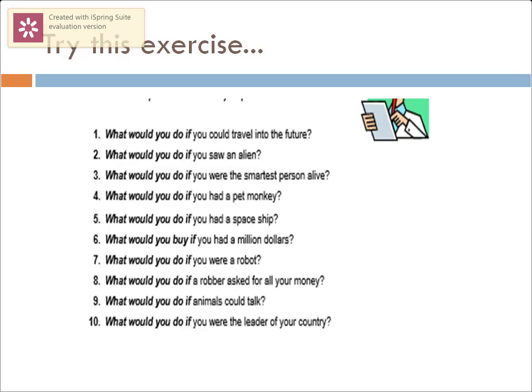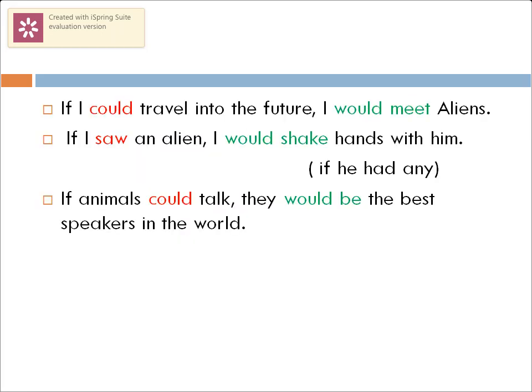Now try this exercise. These are all in second conditional terms. What would you do if you could travel into the future? What would you do if you saw an alien? What would you do if you were the smartest person alive? What would you do if you had a spaceship? What would you do if animals could talk? Now, all of these sentences are asking us to write a sentence in the second conditional. I have tried one and three, and I leave the rest for you to do at home.